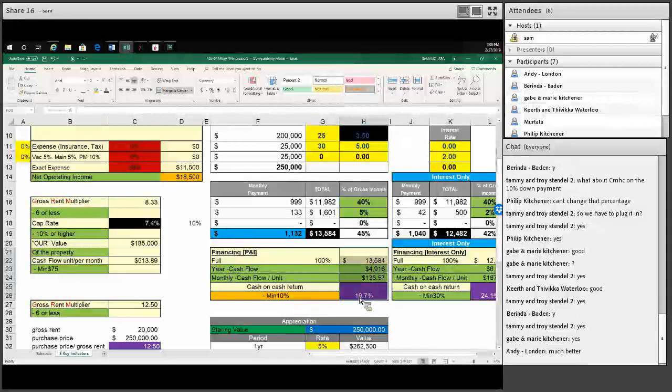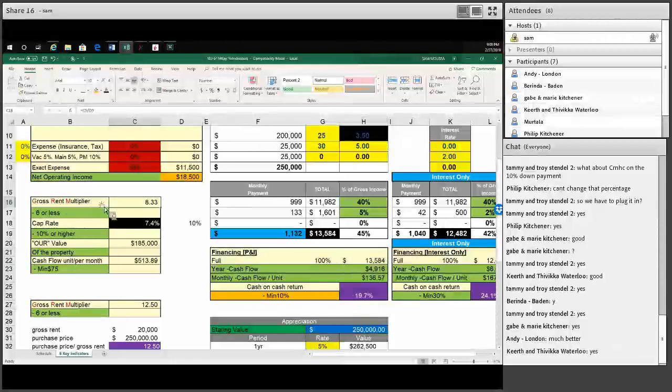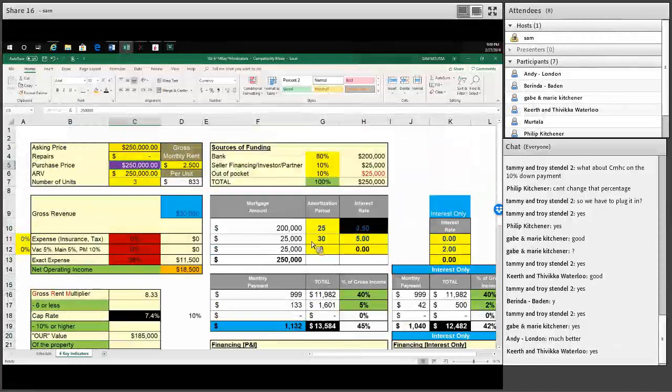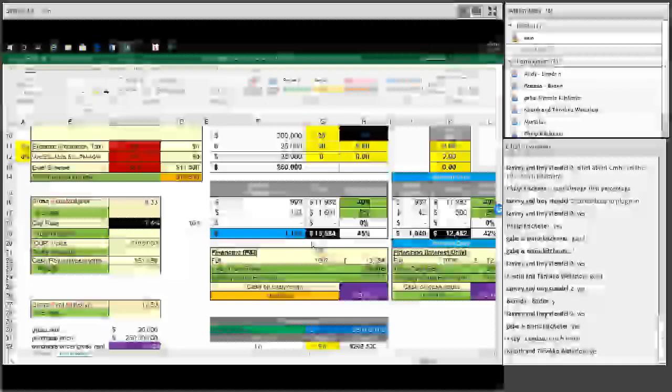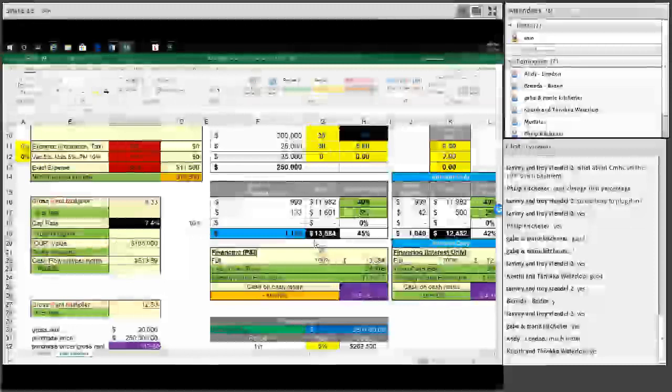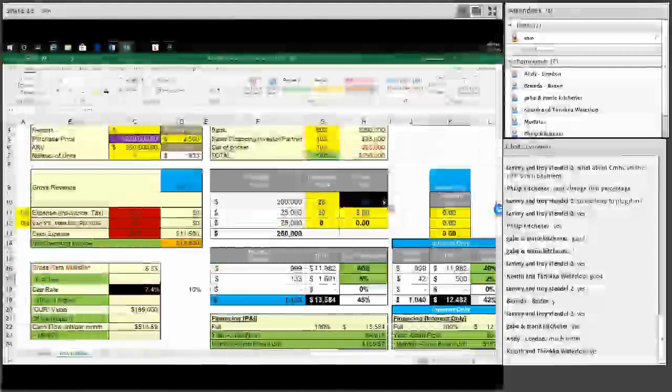What's my return? 19.7. Does this meet the commitment that we were looking for? Anybody? Remember the 3 rules: 10% return or higher. Yeah, it does. So even though I didn't get a 6 GRM, even though I didn't get a 10 cap rate, it doesn't mean that this deal's not going to work. Even though I didn't pay 185, I paid more than 185. At the current price of 250,000, I can still make this property profitable. Everybody see that? Okay.